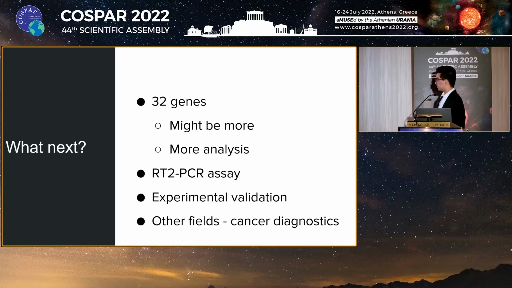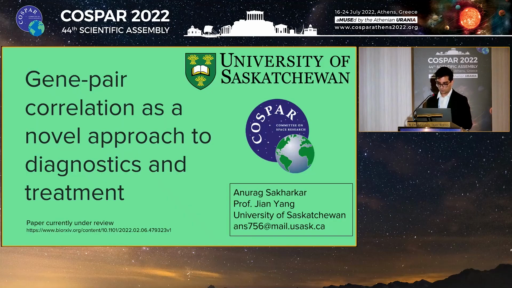I would also like to point out that our lab has published multiple papers about gene pair correlation and its usefulness in other fields, especially cancer diagnostics. And with that, I'd like to mention again that the paper we've written about this is currently under review. It is not published as of today, but it is up as a preprint because we wanted to get the data out as much as possible.